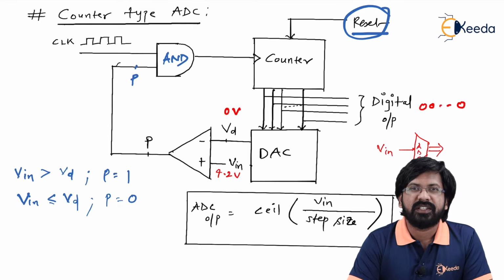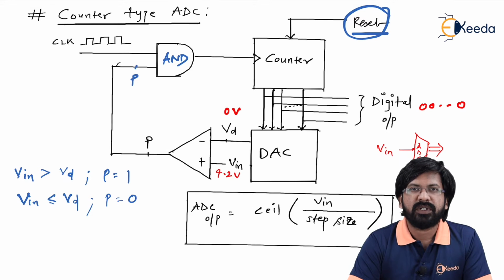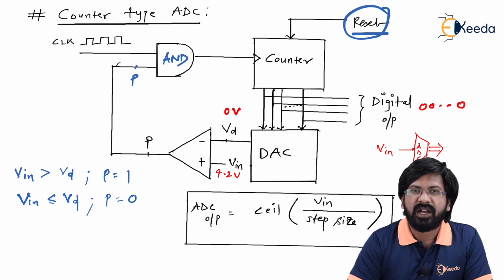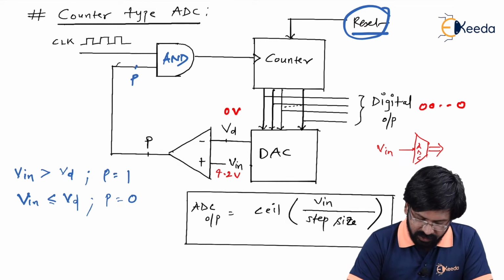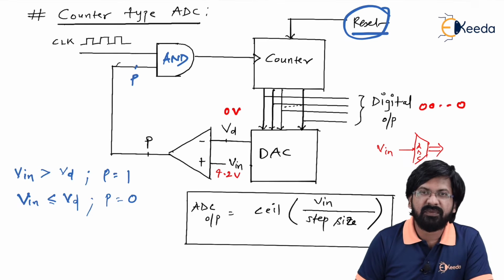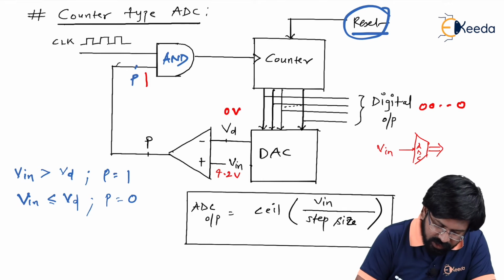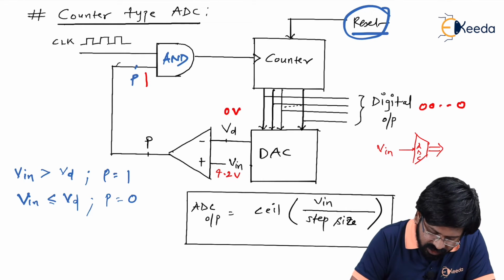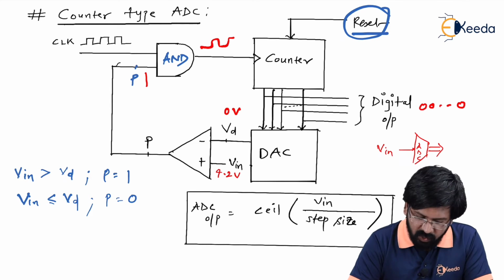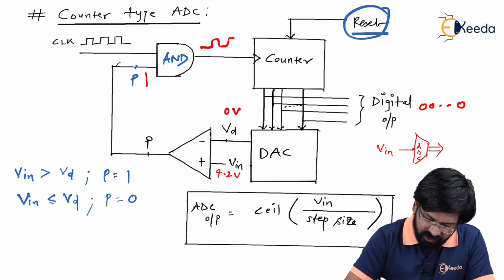Is that right? So now Vin as well as Vd, the output received from the DAC, that is 4.2 volt and 0 volt, are now compared with the help of the comparator. As you can see, 4.2 volt is greater than Vd, that is Vin is greater than Vd, therefore the P value becomes 1. The moment P equals 1, can I say that the AND gate is enabled and a clock is provided to the counter? In response to the first clock, the counter gets incremented by 1, and let's say the value is all zeros and then 1.